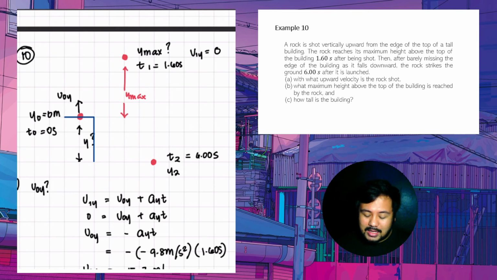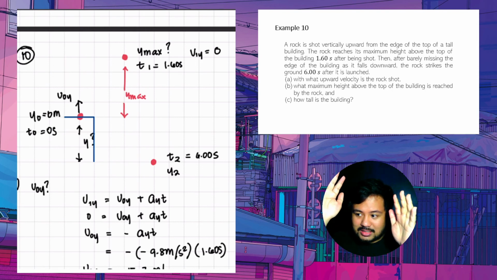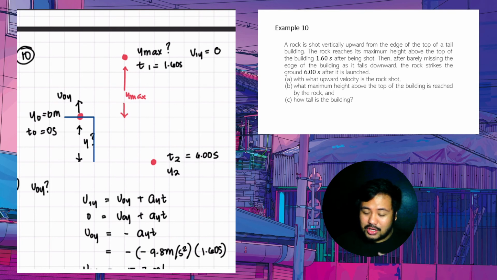So I made the top of the building my reference point. Hence, I have y0 equal to 0 meters. So anything that is measured going up in terms of position will be positive, and anything measured below that 0 meters in terms of position will be negative.